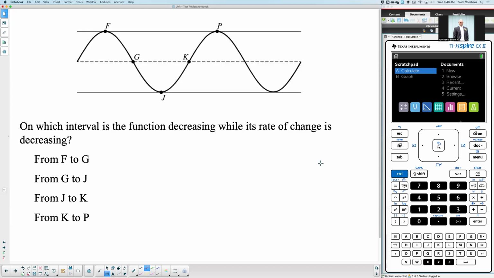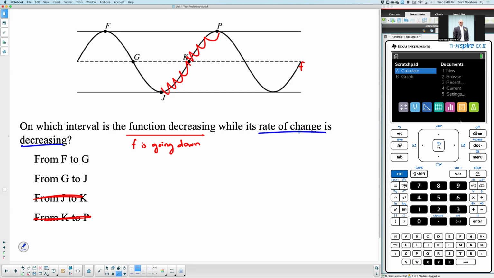All right, picking up. Let's start with the function decreasing. I'm going to call this function f. If f is decreasing, what does that mean about f? Not concave down. It's going down. Yeah. F is going down. That's what it's telling you. So is f to g a possibility? What about g to j? J to k? K to p? No. These two are out. Its rate of change is decreasing. So how do we do that?